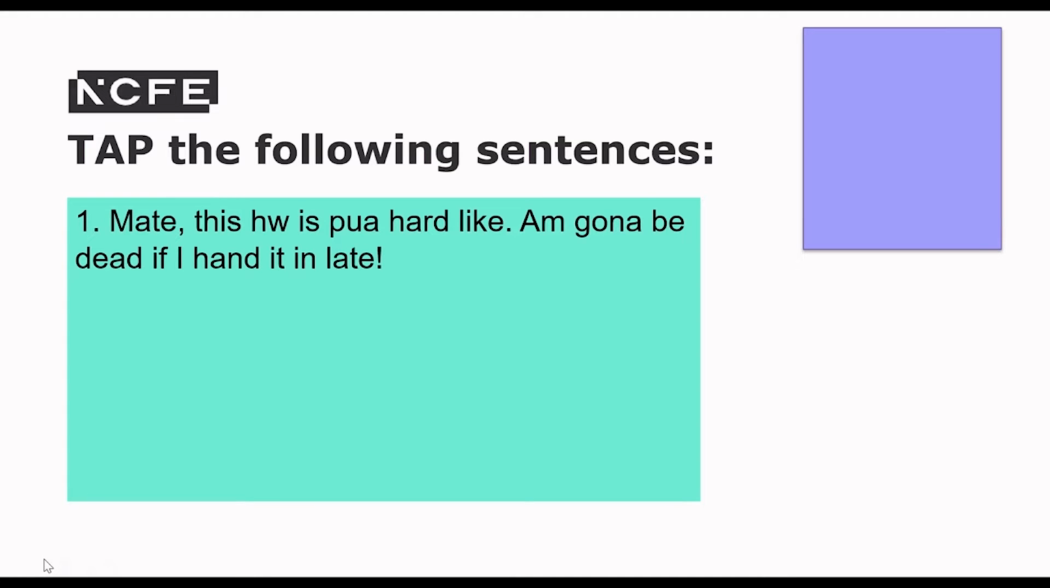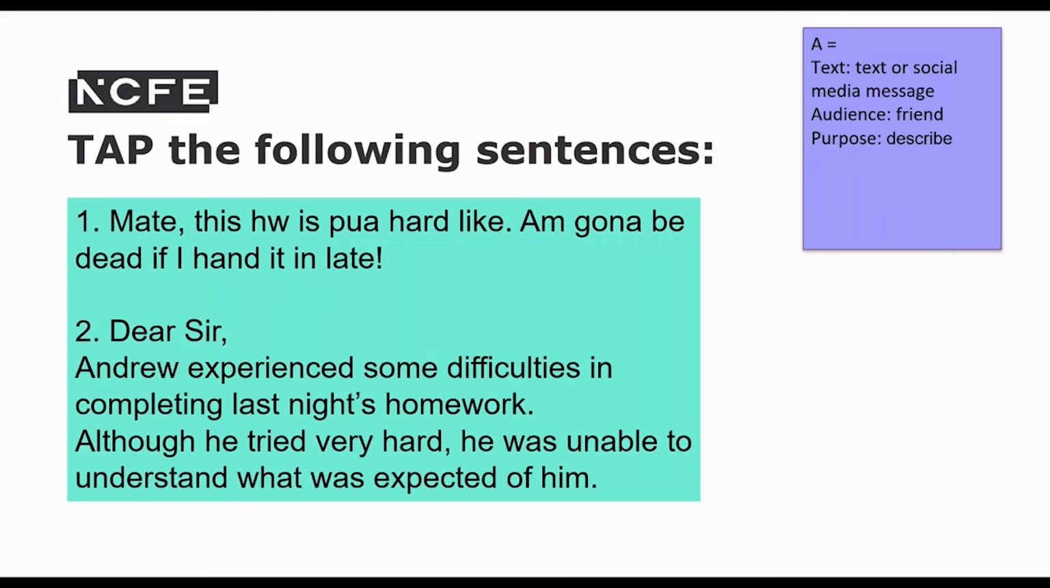So the first one: "Mate, this HW is pure hard like, and I'm going to be dead if I hand it in late." So what do we think this type of text is? Who is the audience? And what is the purpose? I'll give you a few moments to think about it. So yes, this is a text or social media message. The audience is a friend, and the purpose is to describe. Let's have a look at the next one.